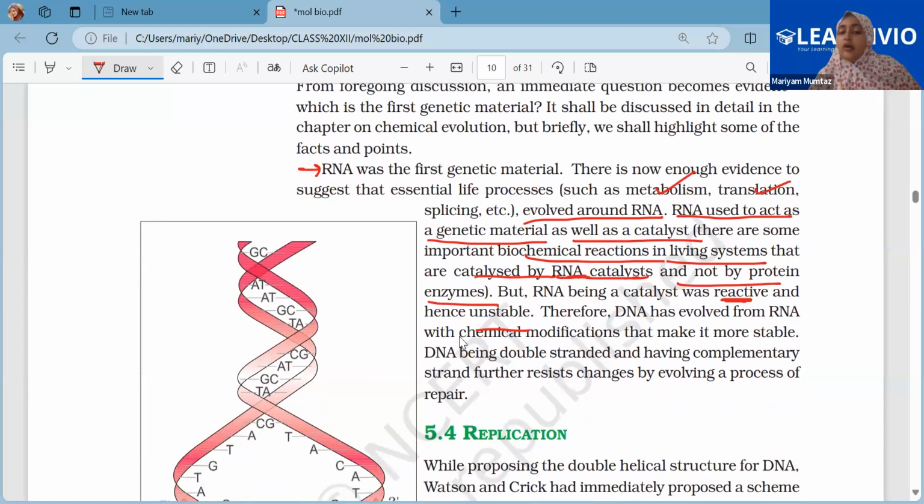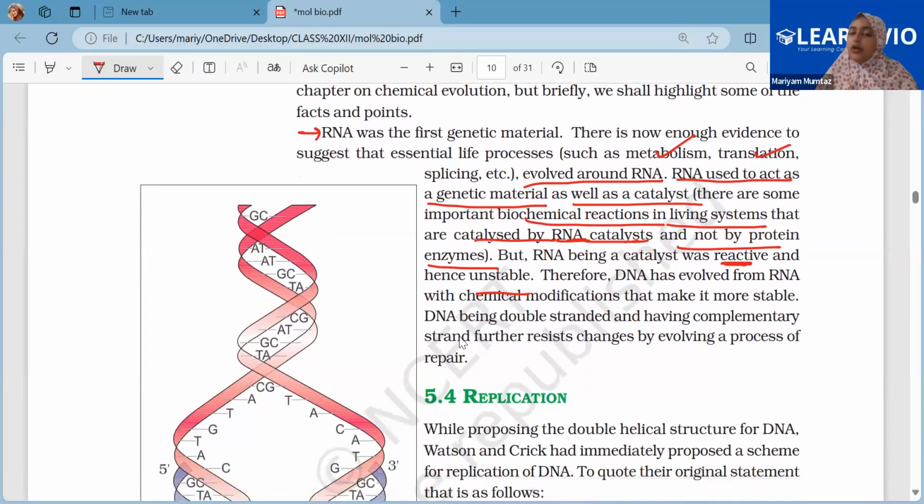Therefore, DNA evolved from RNA with chemical modification that makes it more stable. DNA being double-stranded and having complementary strands further resists changes by evolving a process of repair. So again, even though RNA was the first genetic material, DNA was formed off of RNA and it was much more stable. Any doubts up until now?